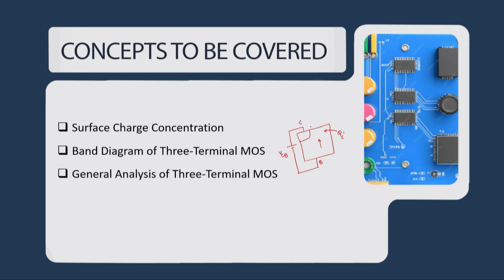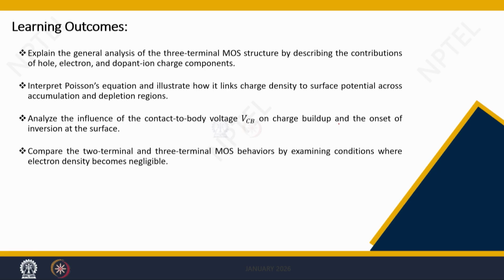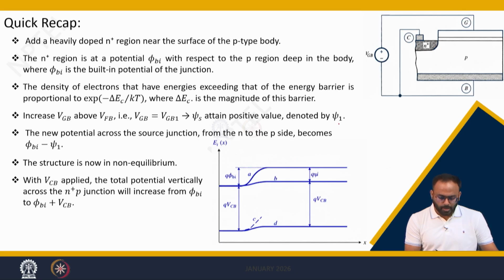So, this is QC dash. Here you have an oxide and here you have metal, where you are actually applying VGB. So, this is the gate terminal and this potential you call the surface potential. In this lecture let us perform a general analysis, as we have already done for the 2-terminal structure. These are the learning outcomes of this lecture, which help us frame the general analysis of charge and potential equations. Let us do a quick recap.